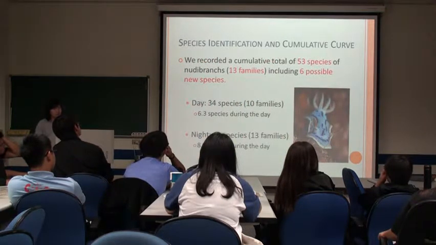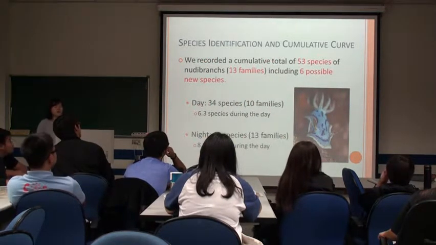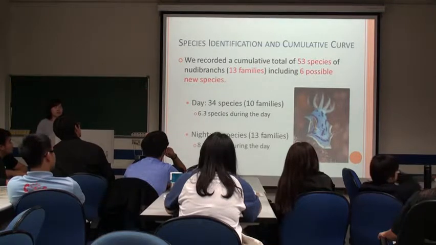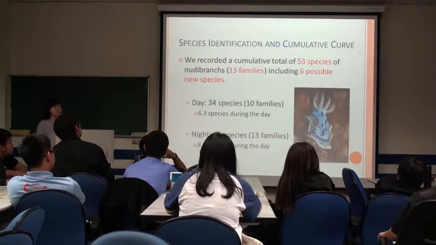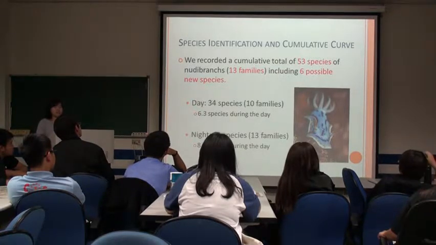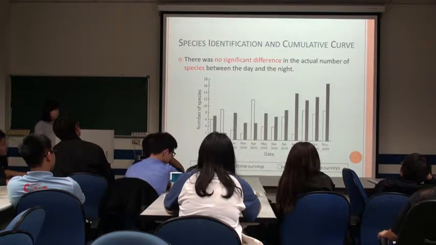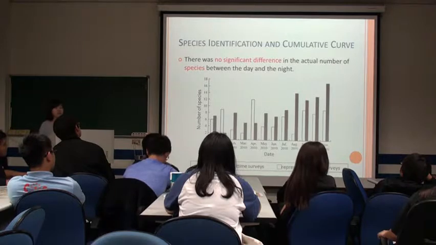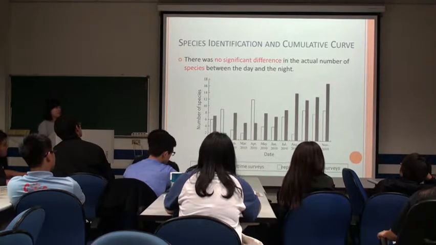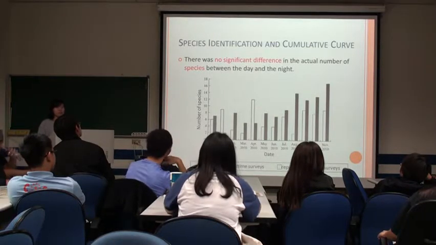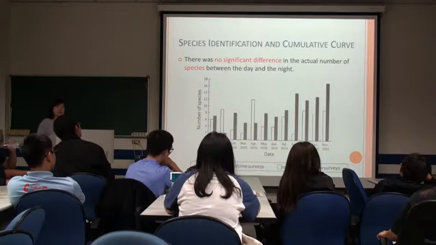We recorded a cumulative total of 53 species, including 6 possible new species. We recorded 34 species during the daytime and 42 species during the nighttime. And we can see this table. The black bar represents the nighttime survey, and the white bar represents the daytime survey. And there was no significant difference in the actual number of species between the day and the night.